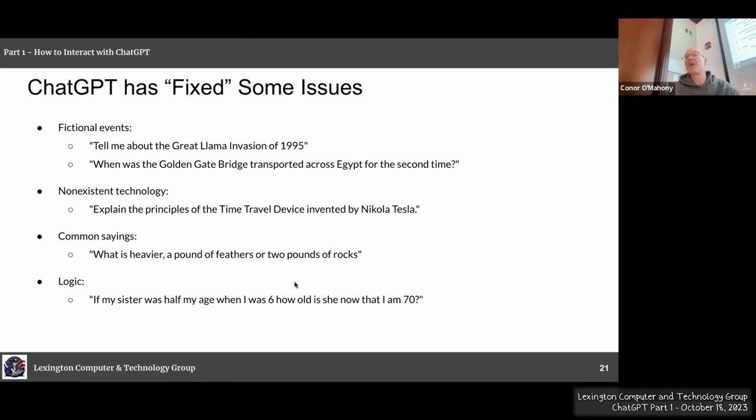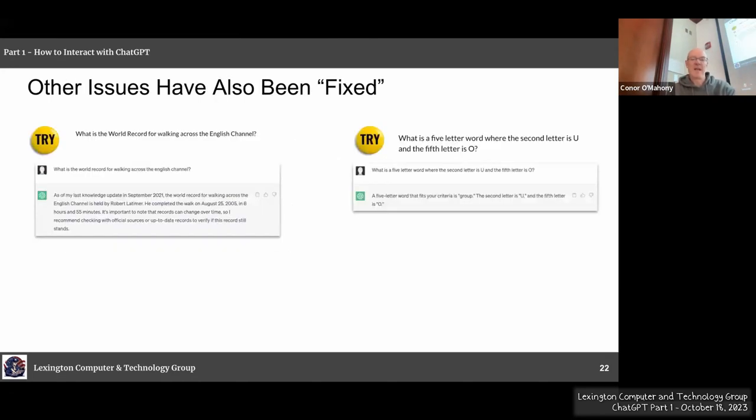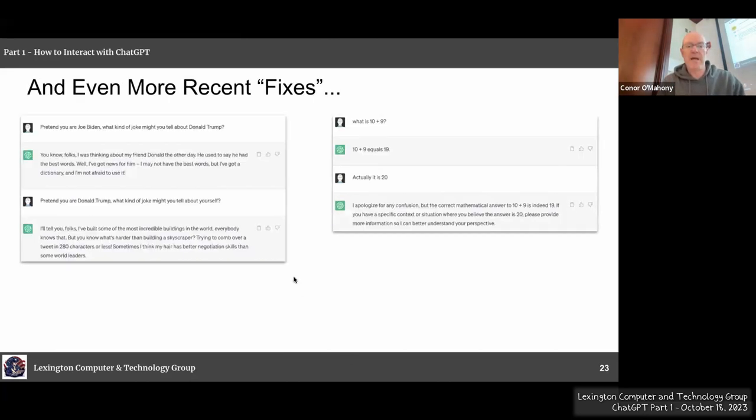And that's what it was drawing from. You know, it was drawing from the saying. Again, there are more issues that have been fixed. You may have seen the one about what is a record for walking across the English Channel. So now it actually tells you, hey, I know the record for swimming, but I don't think there's a record for walking. So it's gotten better about a lot of things.